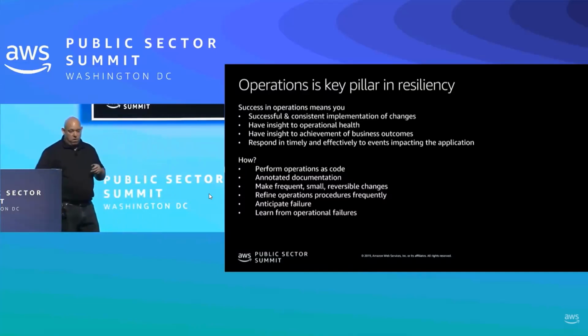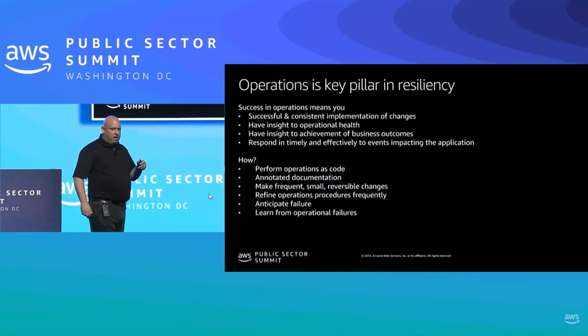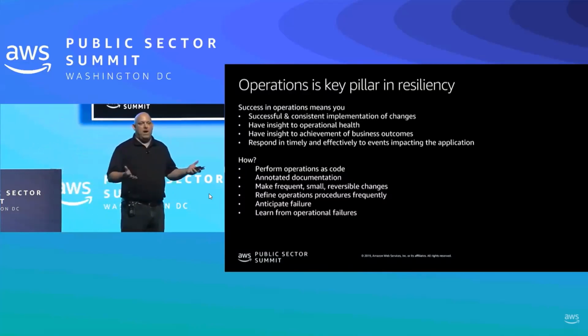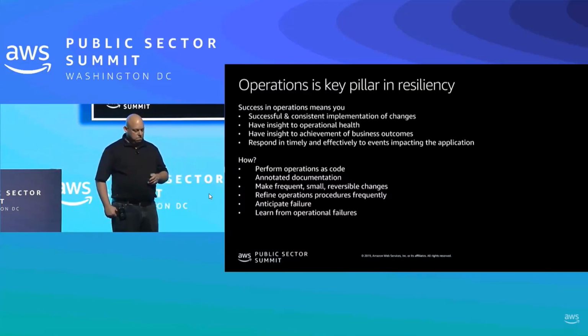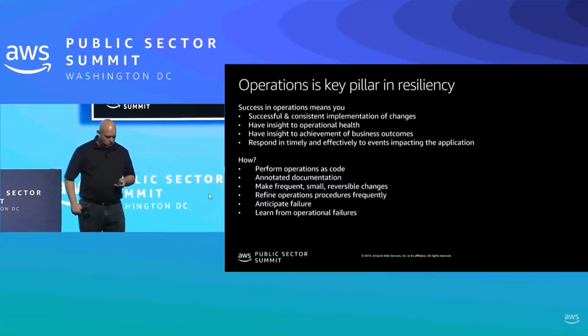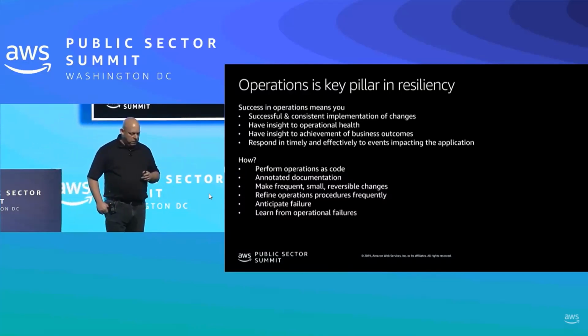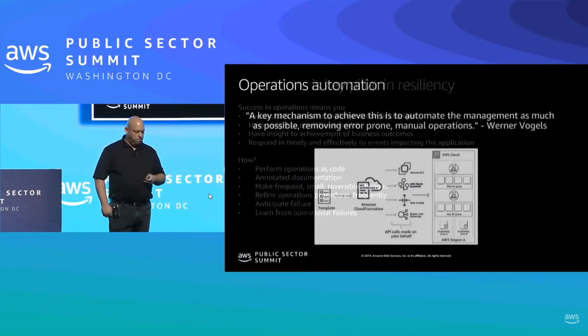Documentation, frequent small reversible changes. You've probably heard this talked about: if you deploy something with 5 changes in it and something breaks, it's going to be a lot easier to figure out what broke than if you've deployed something with 1,000 changes in it. So you want to make small, frequent changes. Anticipate failure, and learn from operational failures. These are the kinds of things on the operational side that are very important.